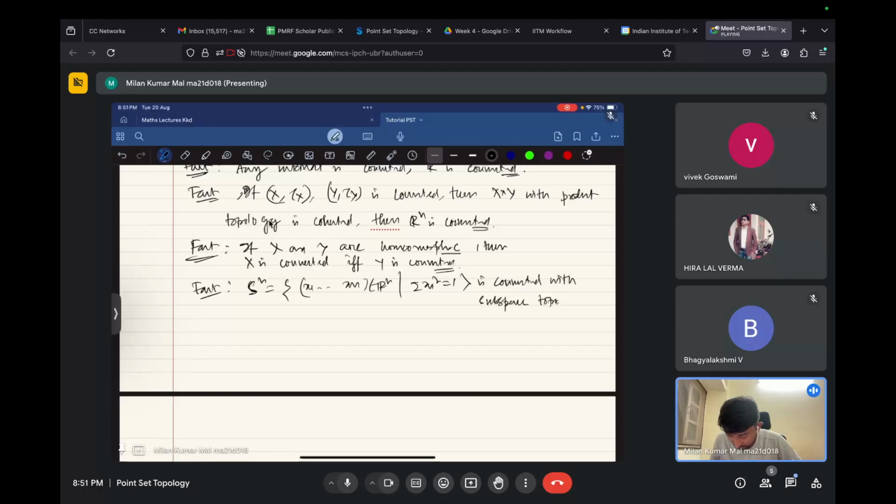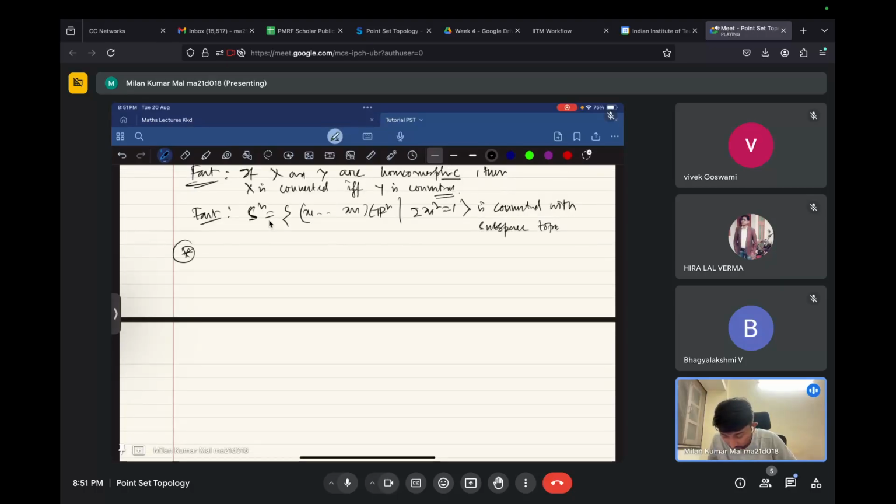Connected components are not just connected; they are equivalence classes of the connectedness relation, and they are closed and connected. But for path connectedness, the equivalence classes are path connected but need not be closed.